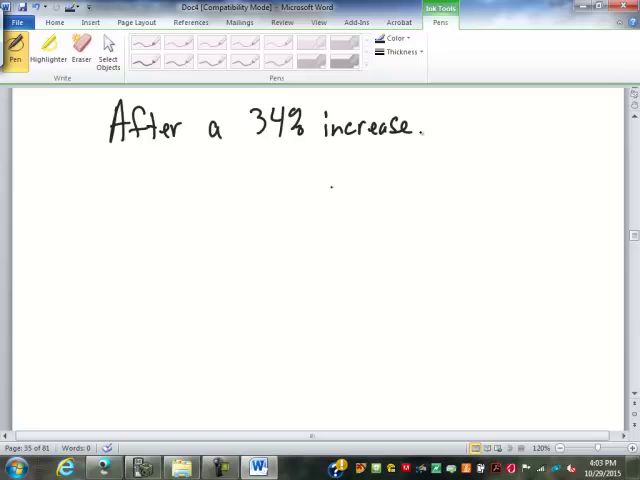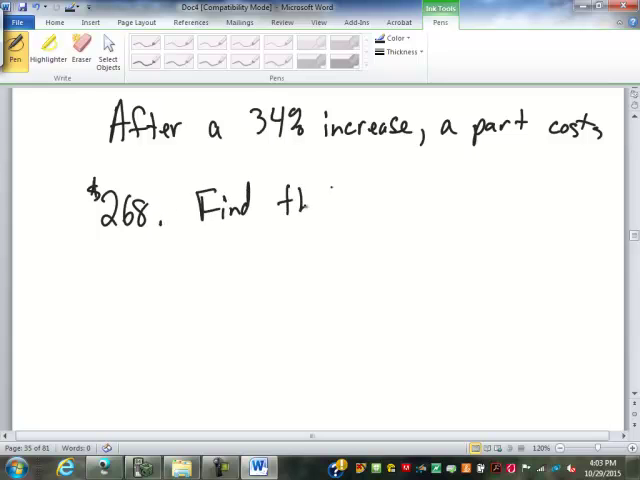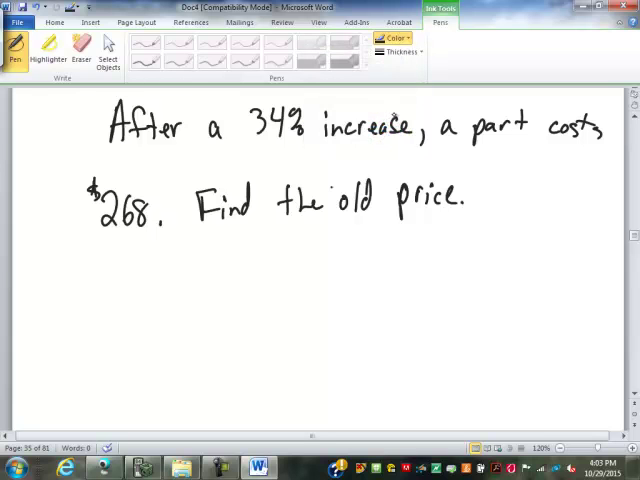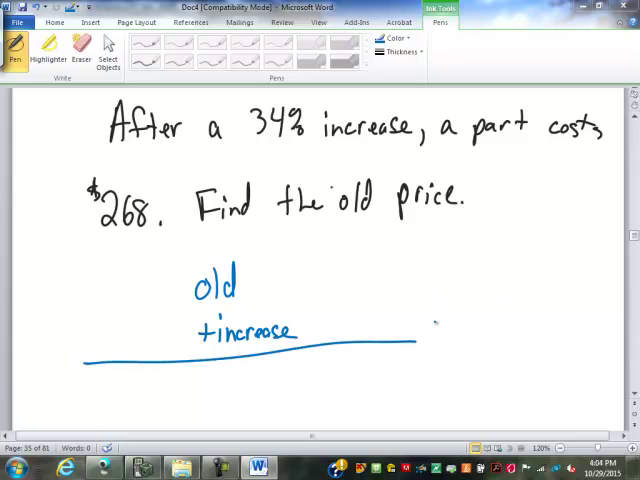After a 34% increase, a part costs $268. Find the old price. I'm going to write this down this way. We have an old price of some sort, and it is being increased. An increase is added to the old price. After we add that increase to the old price, we're going to get a new price, a new amount.